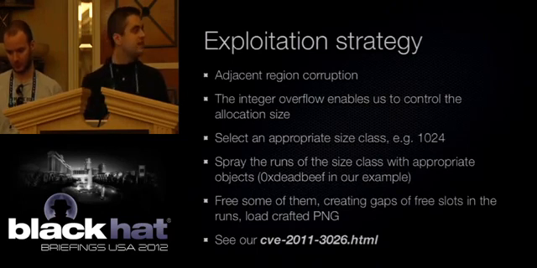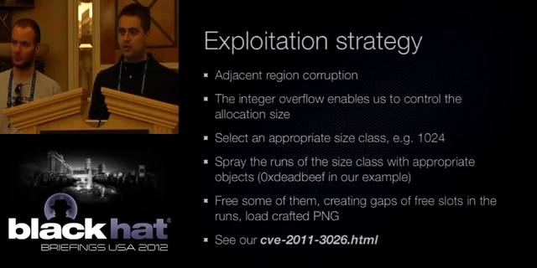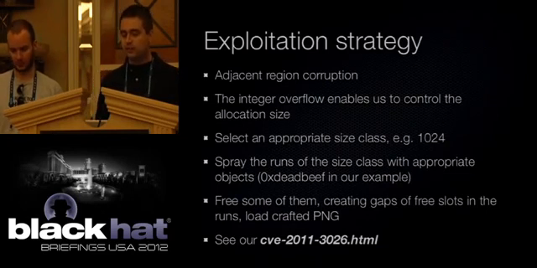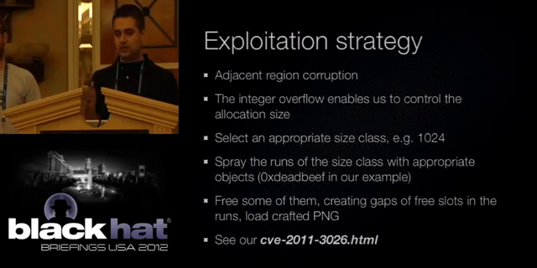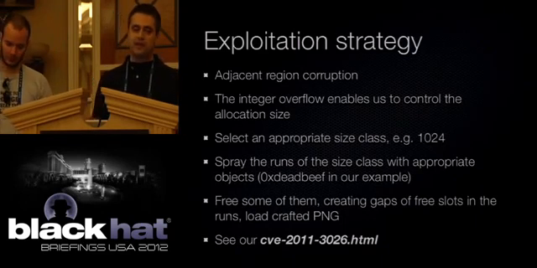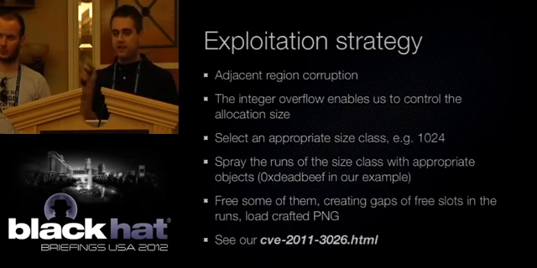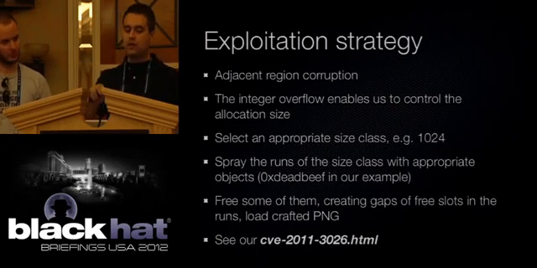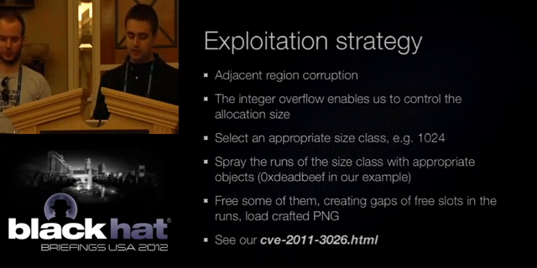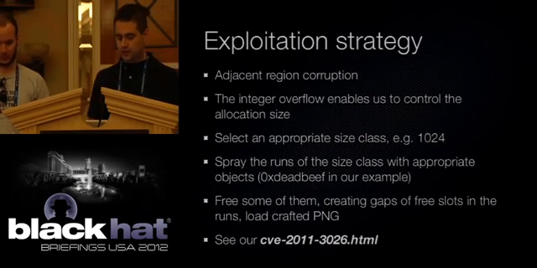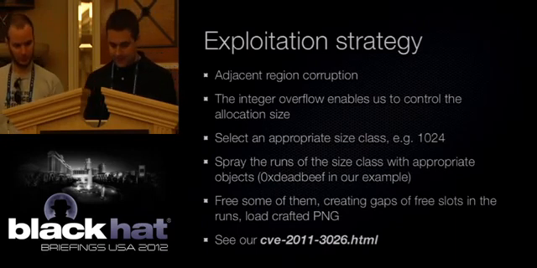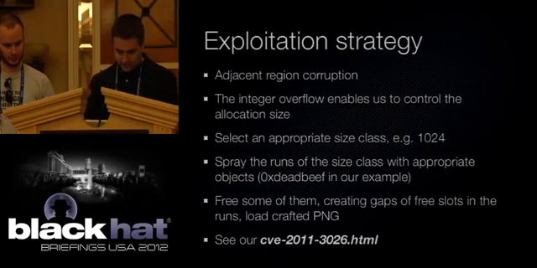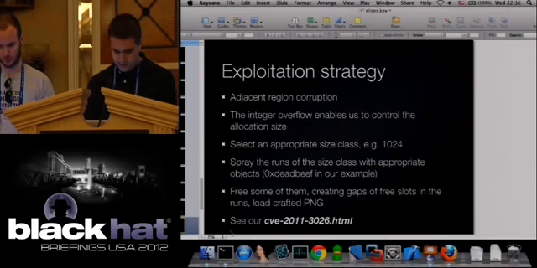And then we free some of these allocations. We trigger the garbage collector to physically free them on the jemalloc heap, and this creates gaps of free slots on the run. Then we load the crafted PNG file, which fills those gaps and triggers the overflow into the deadbeef structure, which is just a string for this example, but in reality it could be a structure with function pointers. Since we developed this exploit on Linux, we will just show you a video of it.